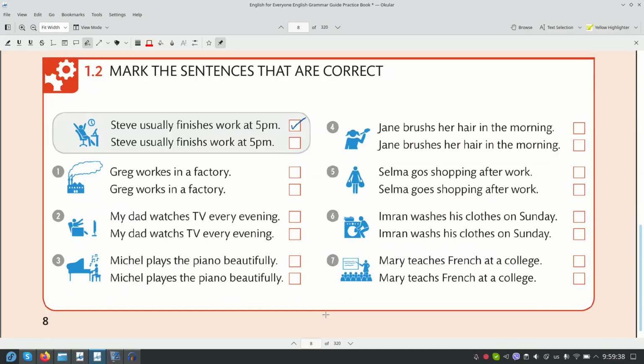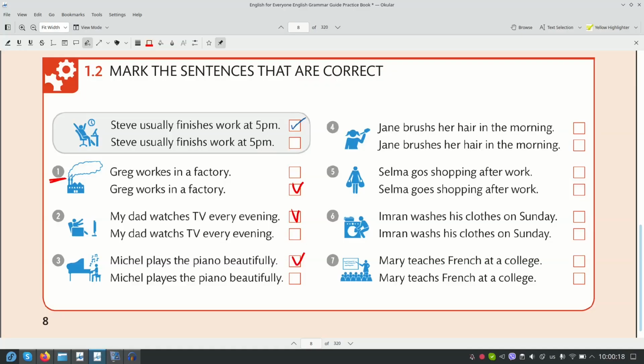So, you have to mark the sentences that are correct. Number 1. Greg works in a factory. That one is correct. Number 2. My dad watches TV every evening. Which spelling is correct? Of course, the first one. Number 3. Michelle plays the piano beautifully.